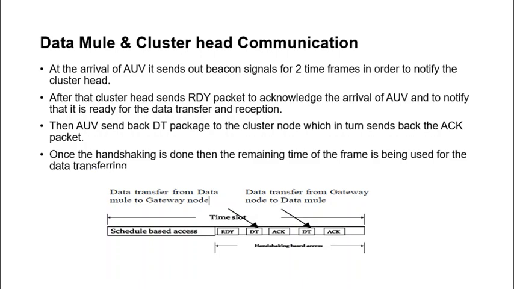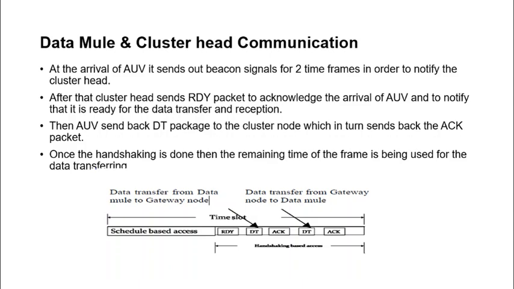Whenever a data mule or the AUV arrives, it sends beacon signals for 2 time frames. So this notifies the cluster head that a beacon has arrived and it should get ready for communication. For that, the cluster head sends back a ready packet to the AUV in order to notify its arrival. And once the ready packet is received by the AUV, it sends the data towards the cluster head. Once the data is received, the cluster head sends back an acknowledgement towards the AUV. In this manner, the AUV and the cluster heads are communicating with each other.